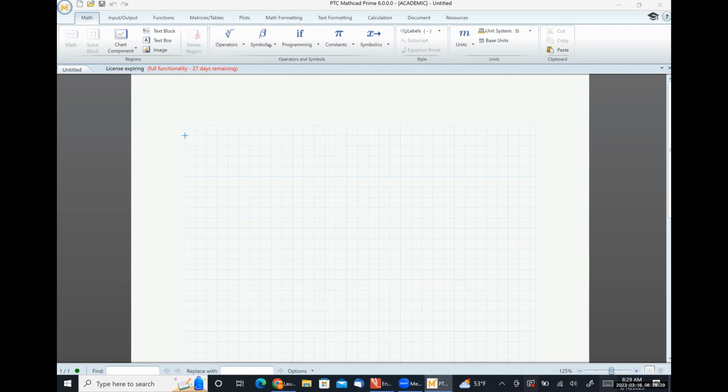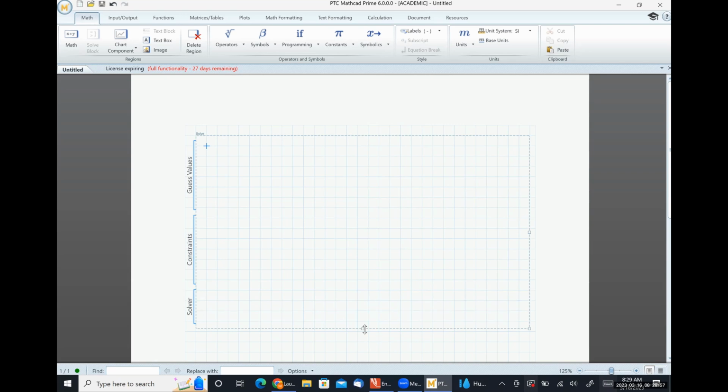The reason why we need a licensed version is so that we have access to the solve block, because the solve block is what we're going to use to solve a system of equations, okay? So I'm going to put a solve block here on my page. And I'm going to make it a bit bigger, okay?